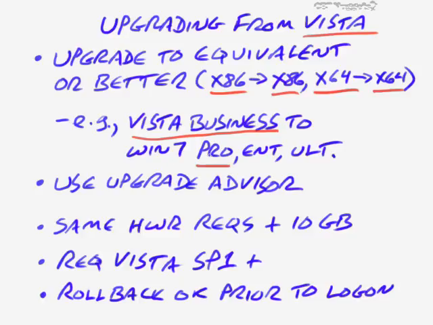So I could make that upgrade. But it has to be at least the equivalent edition. I can also upgrade to something better. So I could upgrade from Windows Vista Business to Windows 7 Enterprise or Windows 7 Ultimate, and both of those would also work as an upgrade path. But I could not, for example, upgrade from Windows Vista Business to Windows 7 Home Edition.